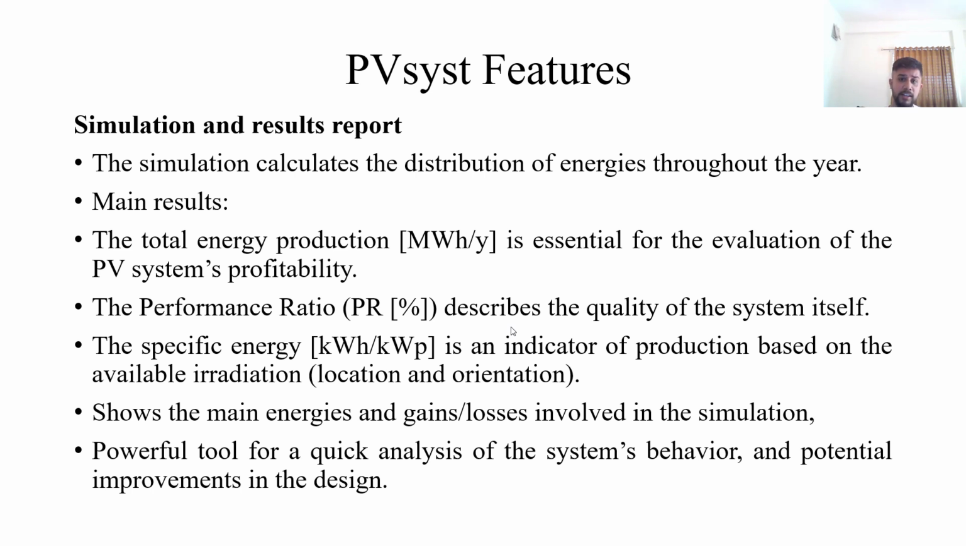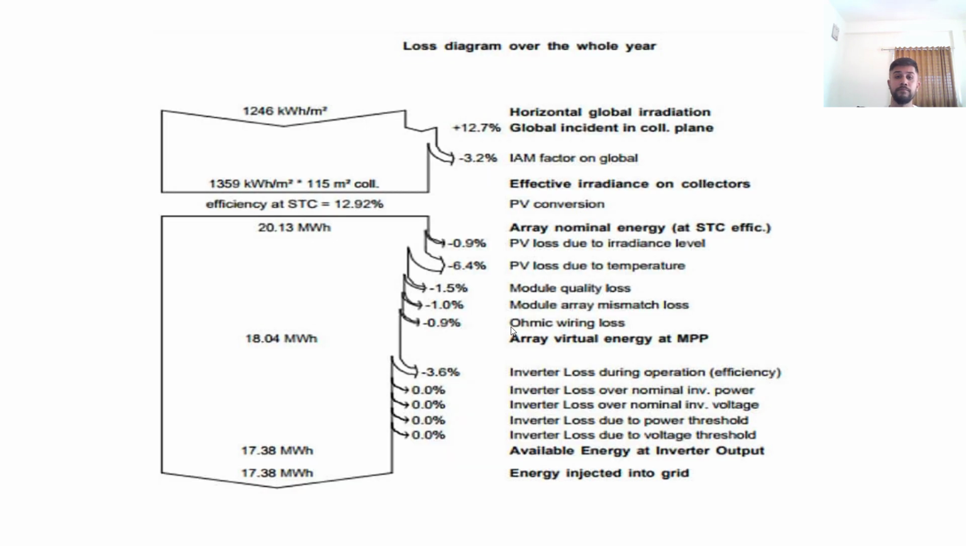The specific energy is an indicator of the production based on the available irradiation at this location and the orientation of the panels you have decided. It shows the main energies and gains or losses involved in the simulation. It is a powerful tool for a quick analysis of the system's behavior and potential improvements in the design. So this is the loss diagram available.